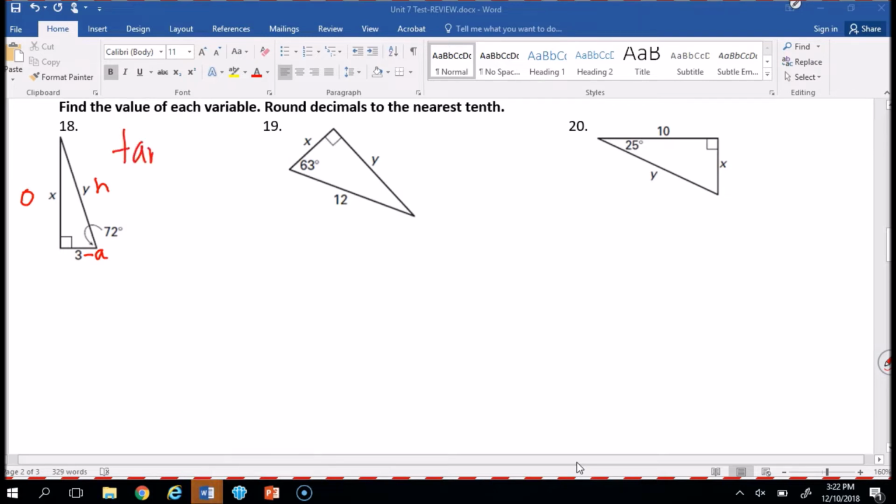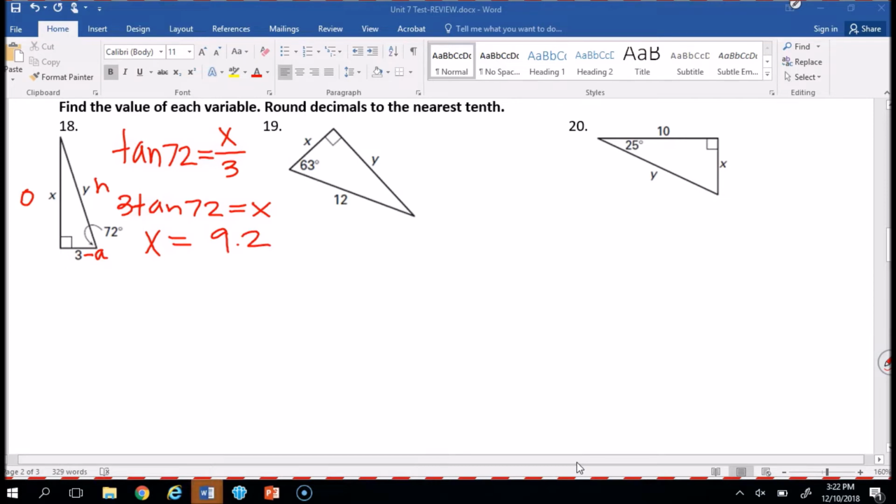tangent ratio. So when we say the tan of 72 is equal to the opposite, which was our x, over our 3. And remember, if we have a 3 in the denominator, we're going to multiply 3 times both sides. So that's going to be 3 tan 72, and that equals x. We can put this in the calculator exactly like this, 3 tan 72, and it's going to give us our answer for x. So x is equal to 9.2.